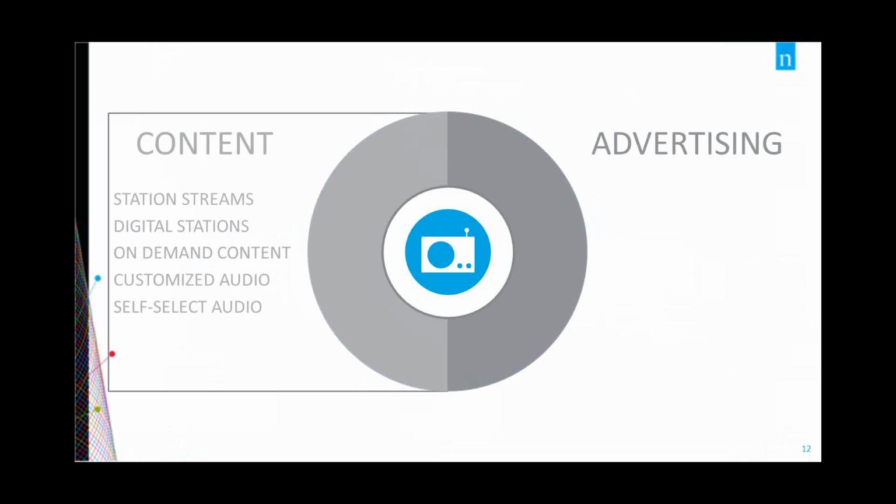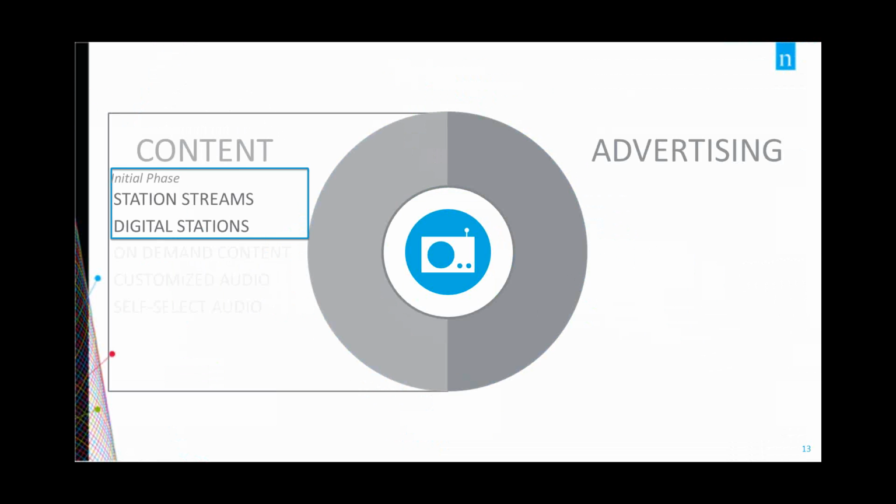On-demand content, you can read that to mean podcasting. Customized audio, which is more a model where a radio station is created or a lineup is created for each individual listener. And then self-select audio, you can read that to mean more of an online iPod. A lineup is being created from a pre-existing inventory of content. And these are the two that, probably not coming as a surprise at all, these are the two pieces of real estate that we're focusing on in our initial phase, station streams and digital stations.